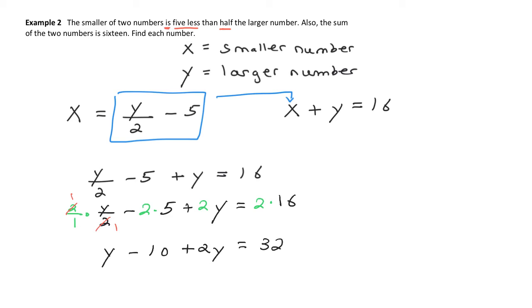Okay, I think next I'm going to, on the left side, combine like terms. I have a y and a 2y, which is 3y. And I have 3y minus 10 is 32. So let's move that up here.